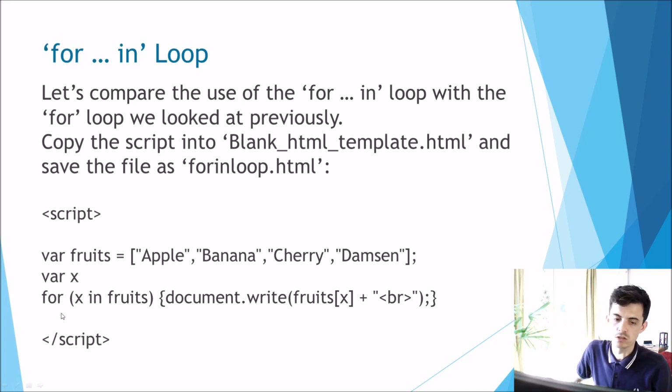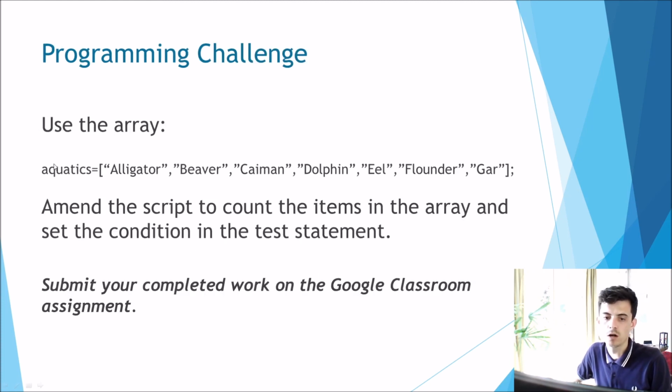Now what I want you to do is basically copy this script, but I want you to use this array, aquatics, alligator and so on, and I want you to output that list as it goes through.